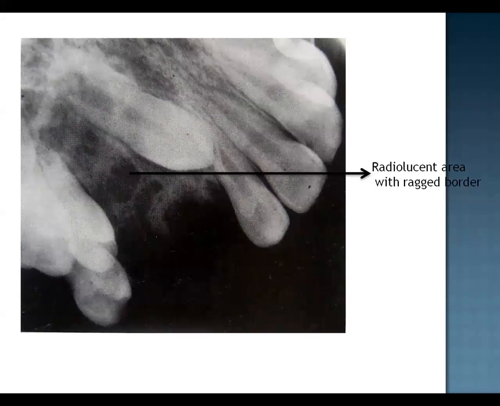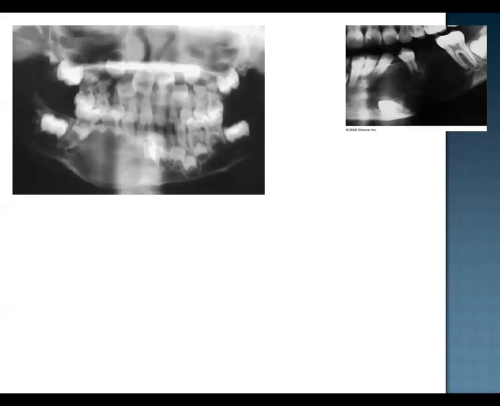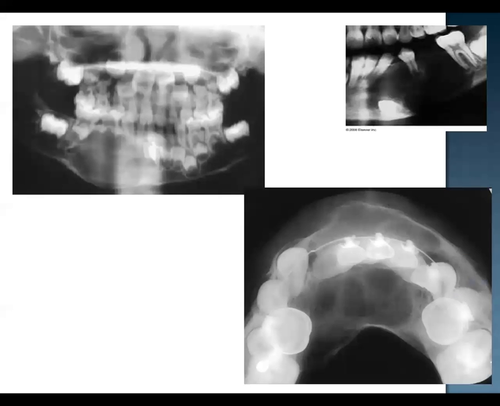So radiolucent area with ragged border, radiographic finding. Again, radiographically, you can see a multilocular radiolucency which is crossing the midline. The borders are scalloped.